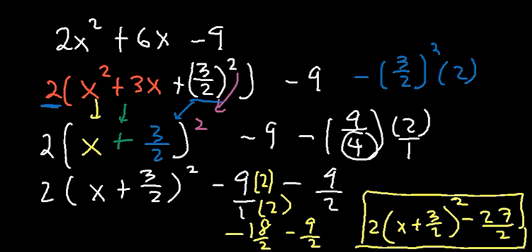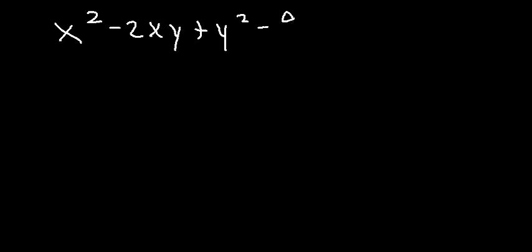So that's enough with that topic. So now let's factor some advanced factoring polynomial problems. So let's say you get x squared minus 2xy plus y squared minus 9. What would you do here? When there's so many variables, how would you factor this expression?